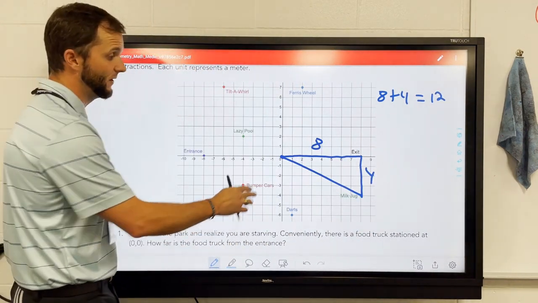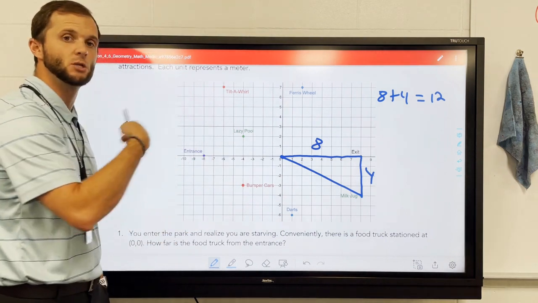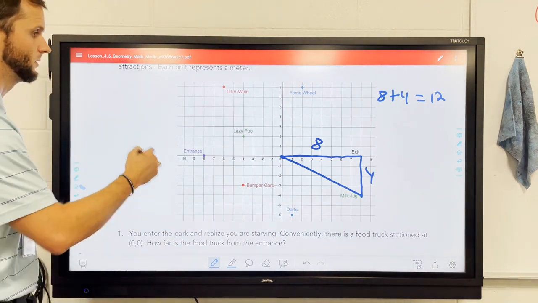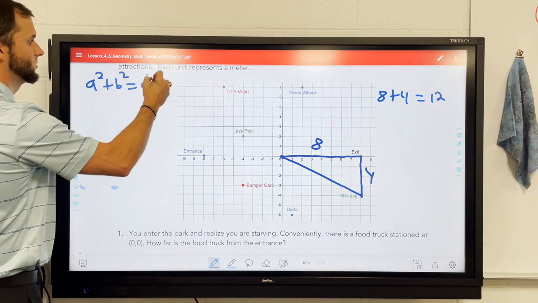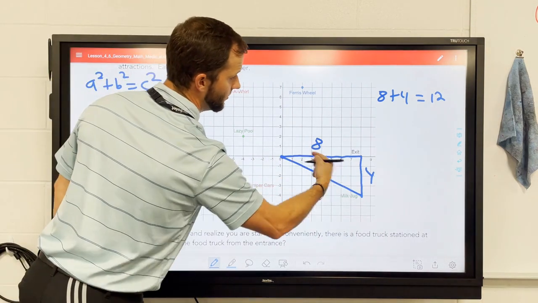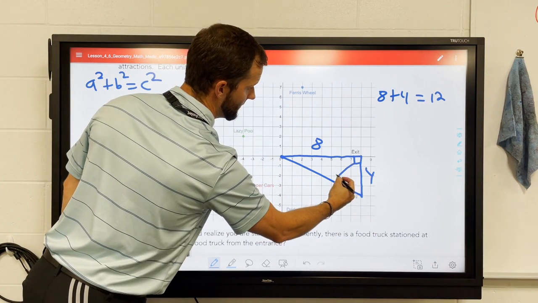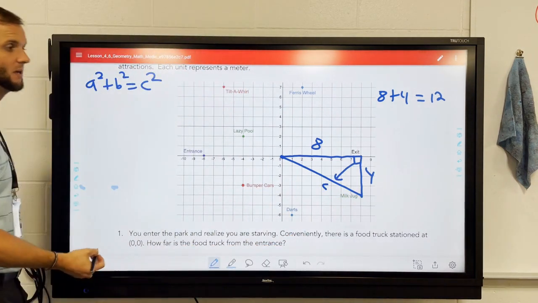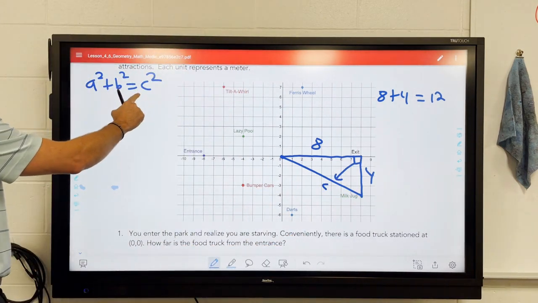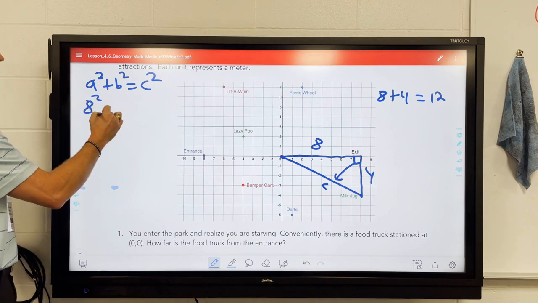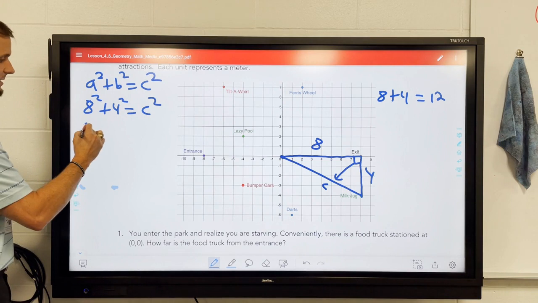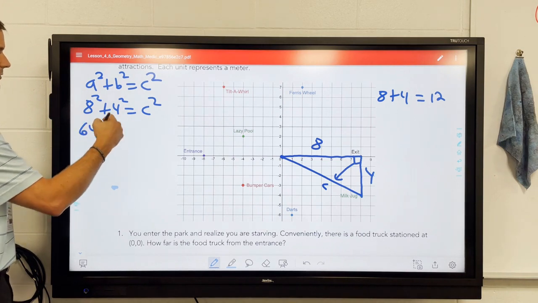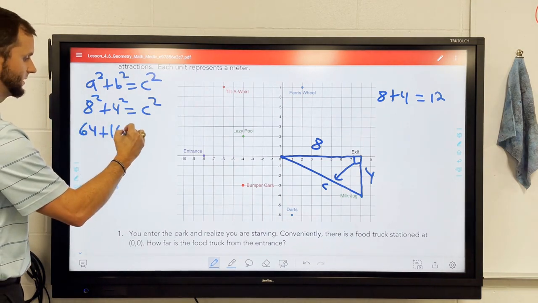Now I need to figure out how far you walked, and we're going to use the Pythagorean theorem like we just learned. a squared plus b squared equals c squared. A and b are your two legs. This is my 90-degree angle, so that's my hypotenuse, which is my c. So I'm going to be finding the hypotenuse. 8 squared plus 4 squared equals c squared. 8 times 8 gives you 64. 4 times 4 gives you 16.